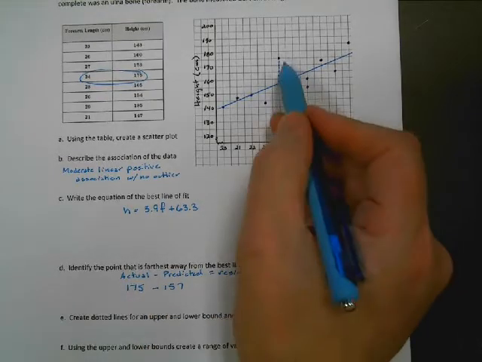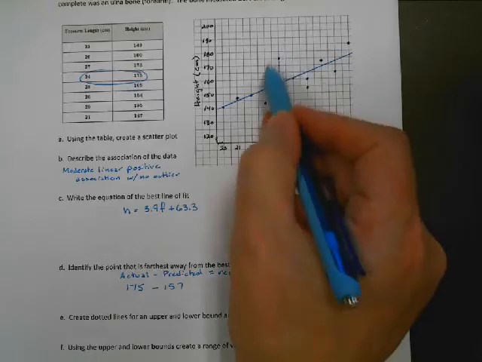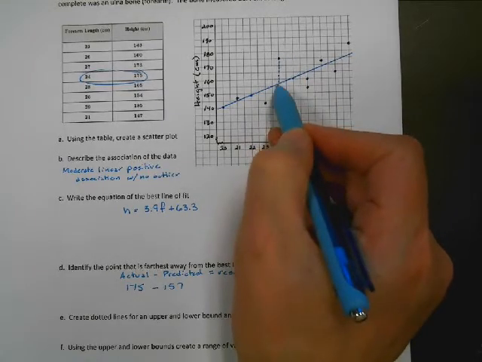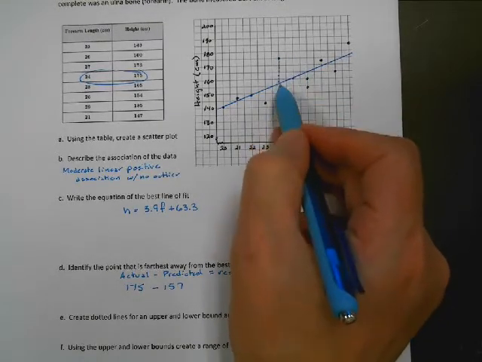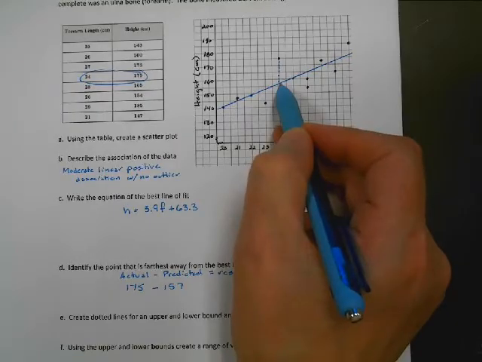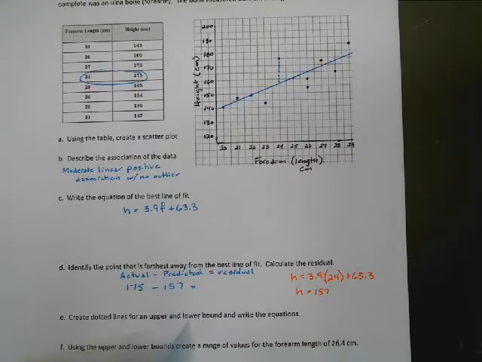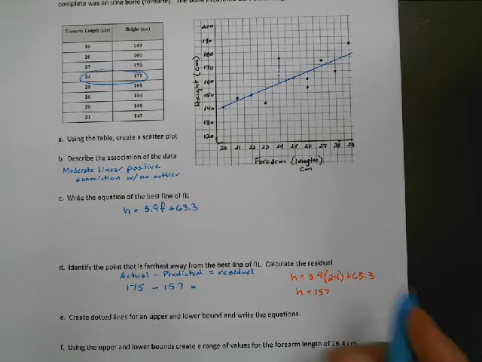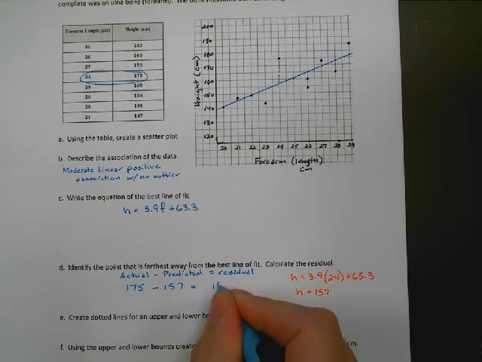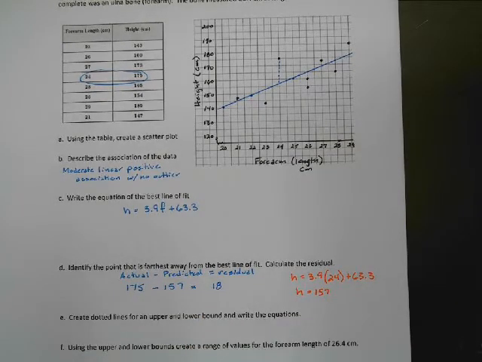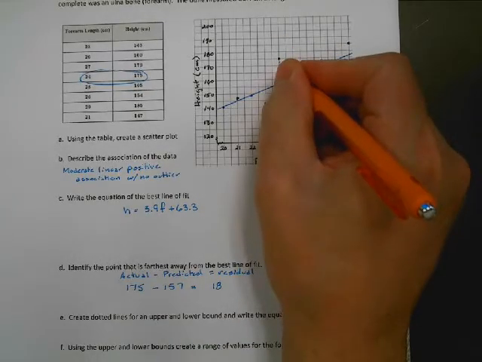Okay, now looking at this, we would expect a positive residual, right? Because it's more than the best line of fit. It's higher than the best line of fit. And this is what we're getting down here. 175 minus 157 comes out to 18. We get a residual of 18. Okay, so we know that this residual right here is a residual of plus 18.